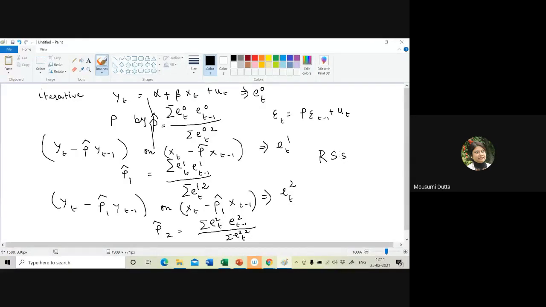Okay, actually we will not do this. Software will do all these steps and give us the final result. After this many iterations, we get convergence, so the software will give us the result and declare the final value of rho hat. Once we get the final value of rho hat, we stop regressing yt minus rho hat yt minus 1 on xt minus rho hat xt minus 1, and we report these betas as the final values of the estimated coefficients. So this is the iterative method.